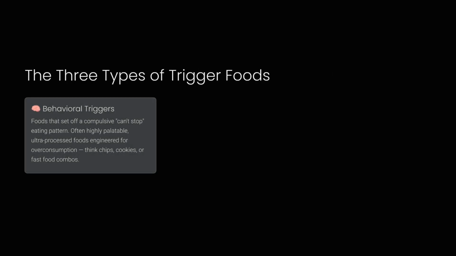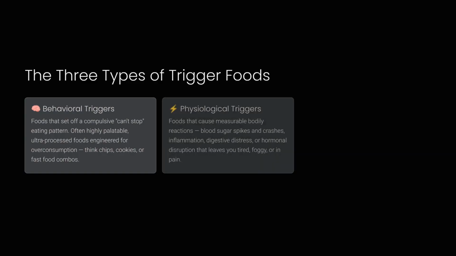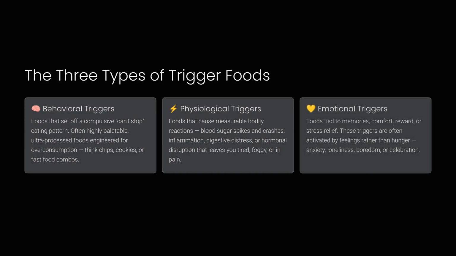There are 3 types of trigger foods. Behavioral triggers cause compulsive eating patterns. Physiological triggers result in measurable bodily reactions, like blood sugar spikes. Emotional triggers are tied to memories, comfort, or stress relief. Identifying which type drives your patterns is the first step toward change.